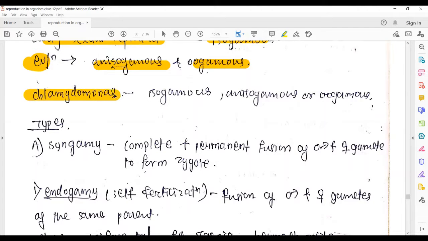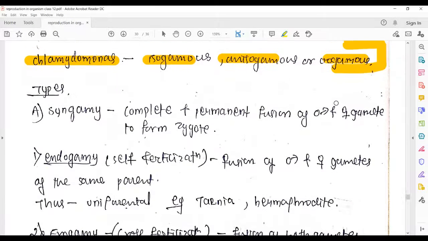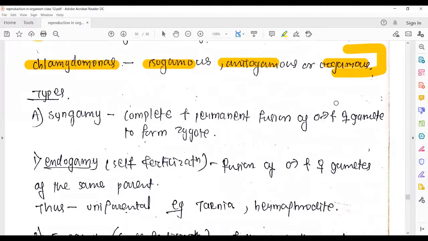Now there is one more category over here, Chlamydomonas. Chlamydomonas shows three different kinds of reproduction: isogamous, anisogamous, or oogamous. We had already studied this part in the plant kingdom chapter, class 11. Just go through it, you will understand very clearly. Our video lecture has already been uploaded on our YouTube channel, so you can go through those plant kingdom video lectures also. You will understand that part completely.